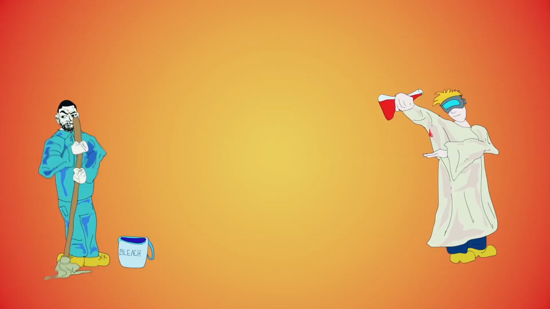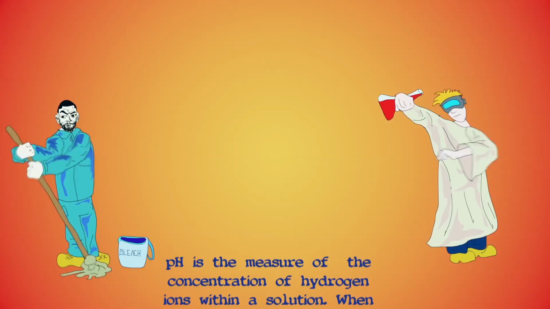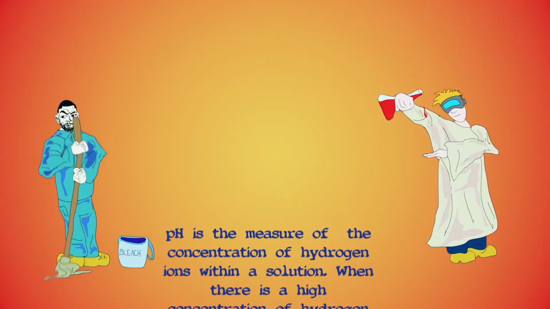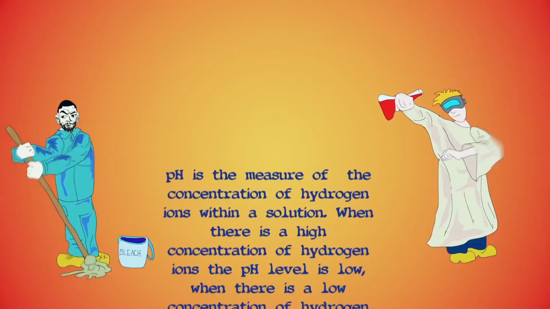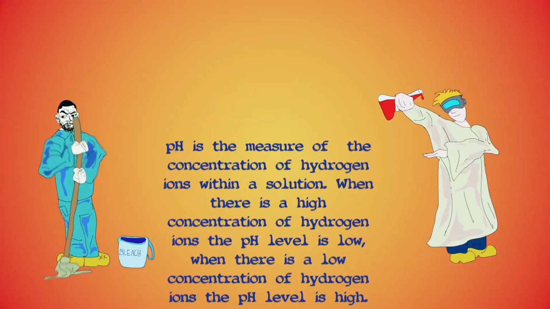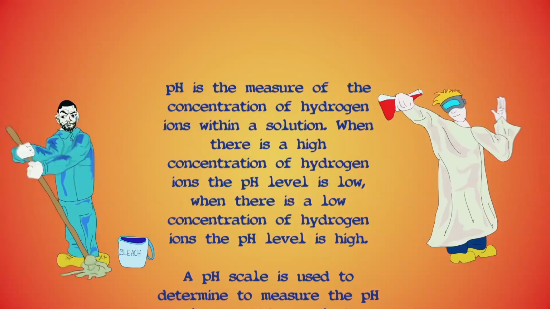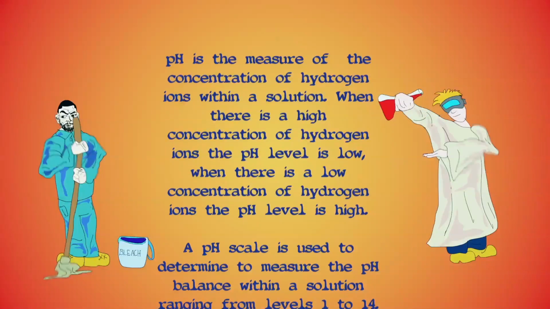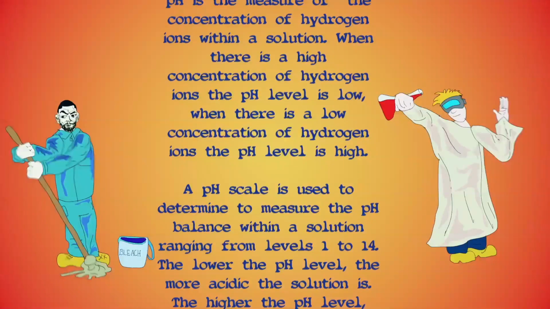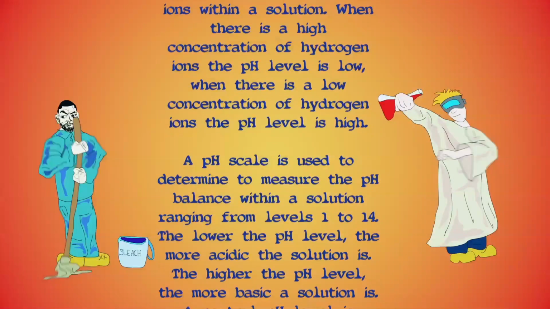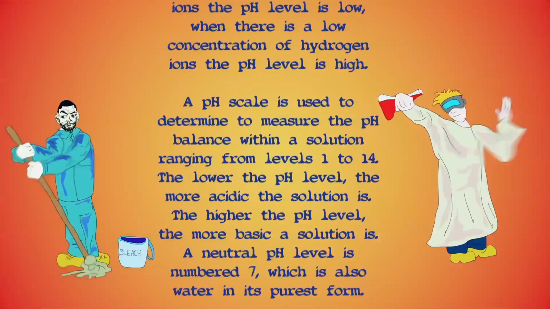What is pH, you ask? pH is the measure of the concentration of hydrogen ions within a solution. When there is a high concentration of hydrogen ions, the pH level is low. When there is a low concentration of hydrogen ions, the pH level is high. A pH scale is used to determine the pH balance within a solution, ranging from levels 1 to 14.